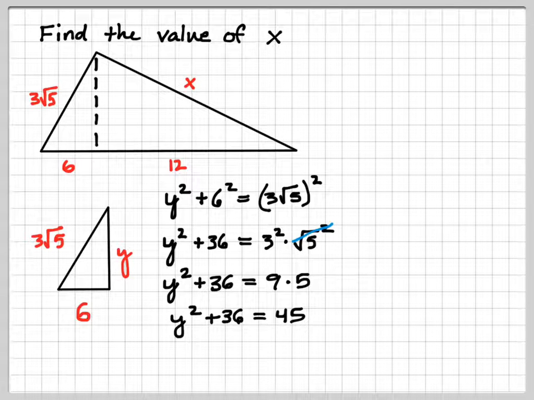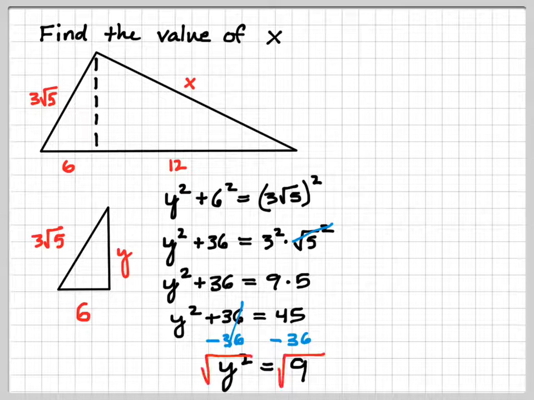And now I've got a pretty simple problem here. I'm going to go ahead and just subtract 36 from both sides. And I get y squared equals 9. And then again, the opposite of squaring something is to square root it. So I'll go ahead and square root there. And the square root of 9 is 3. Okay, now I have this part of the problem. I can go ahead and slap a 3 up there. And now I'm going to deal with the second triangle here, this big one right here.